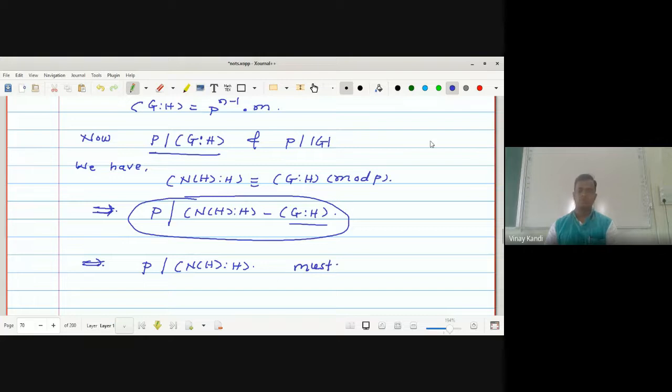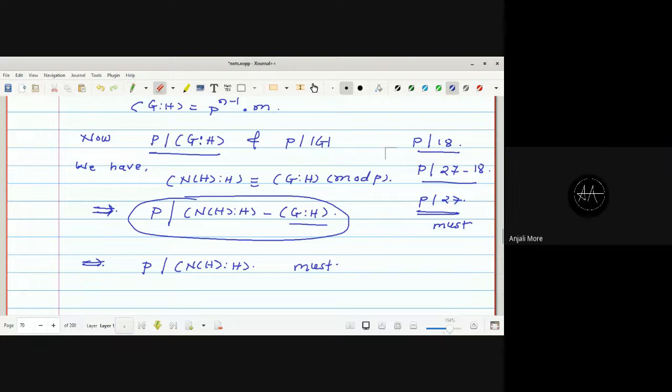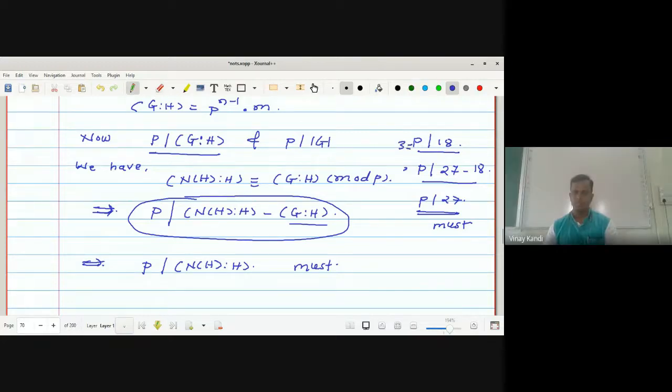p divides 18. p divides whom? 27 minus, suppose here, 18. Is it correct? p divides 18, p divides 9, so p must divide 27. Must. Is it correct? Suppose p is equal to 3. Okay, 3 divides 18, 3 divides 9, that means 3 divides 27 also. So here p must divide the index of H in N(H).